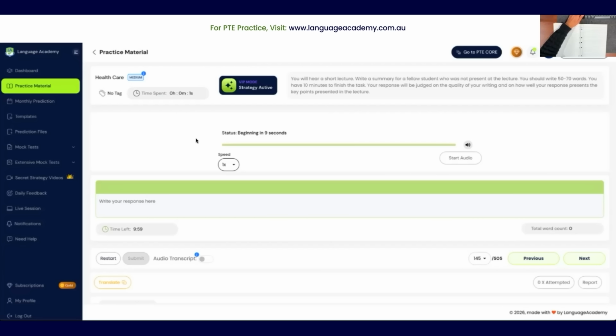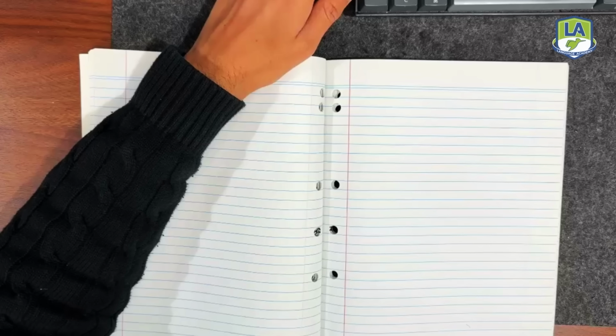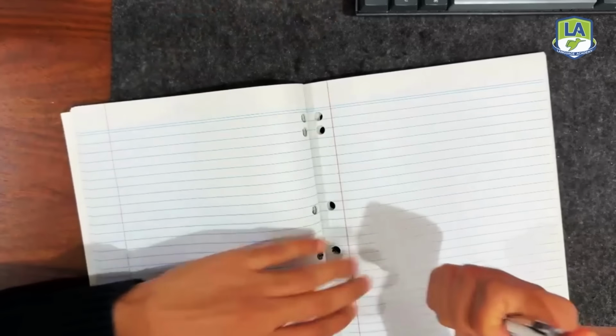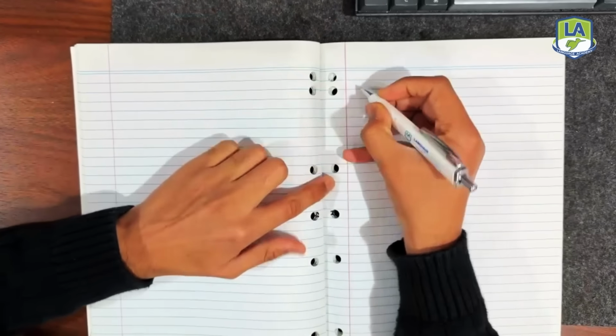Alright, so what I will do is stop sharing the screen so that you can see how I am taking the notes. Easy and calm, do not try to write everything down.